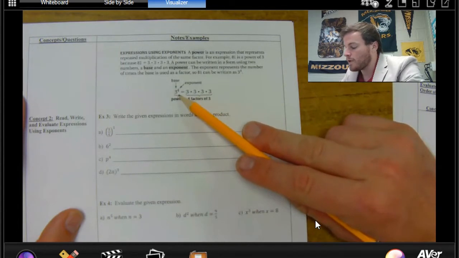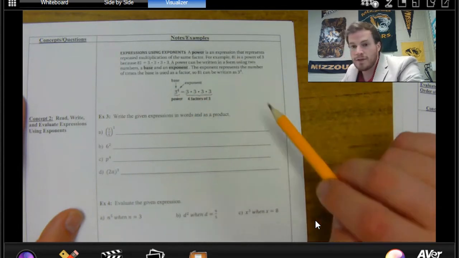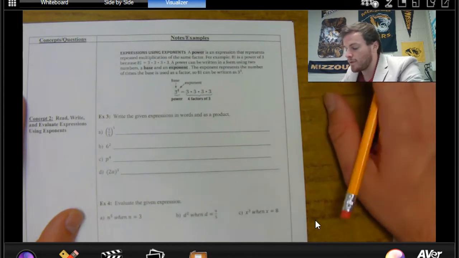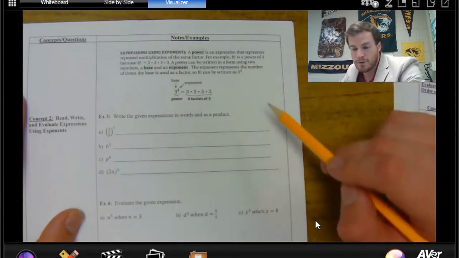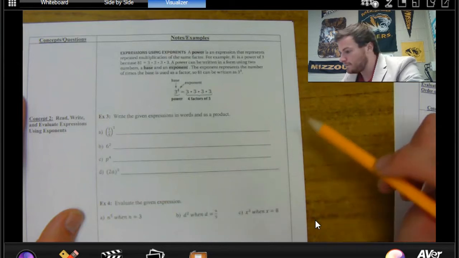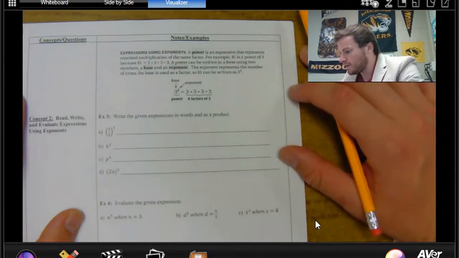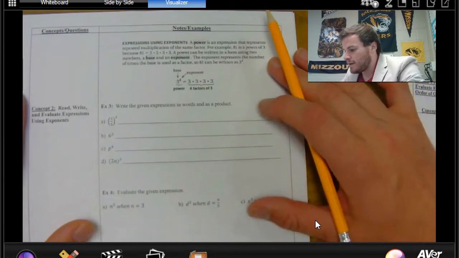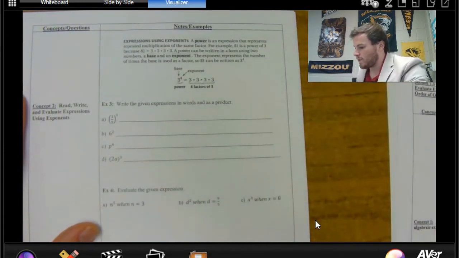Okay, got that? Your base is 3 because that's the number. The power, or your exponent, is 4 because there are 4 3s being multiplied. All right, got it? A power can be written in a form using two numbers, a base and an exponent. The exponent represents the number of times the base is used as a factor. So 81 can be written as 3 to the 4th power.